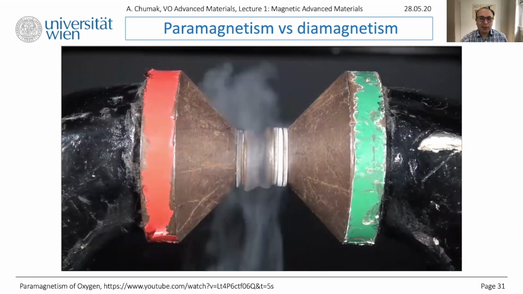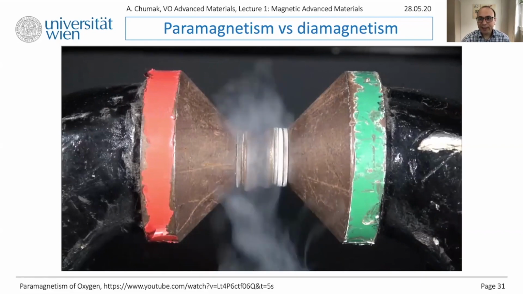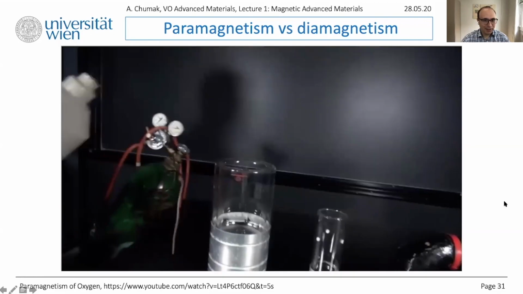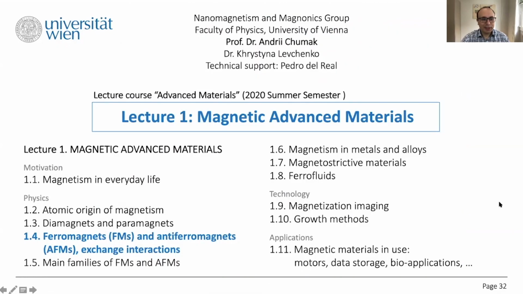Good, I think this video is really great to feel the difference between these two behaviors, and it finishes the part about diamagnets and paramagnets. In the next lecture we are coming to ferro-, antiferro- and ferrimagnets.